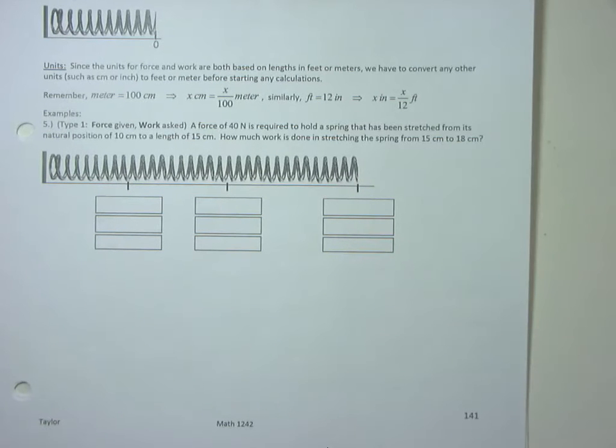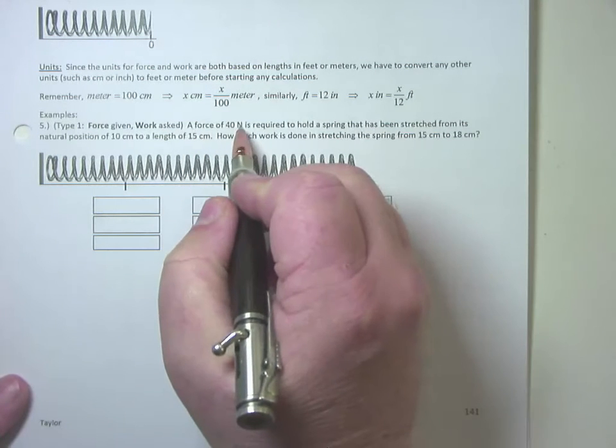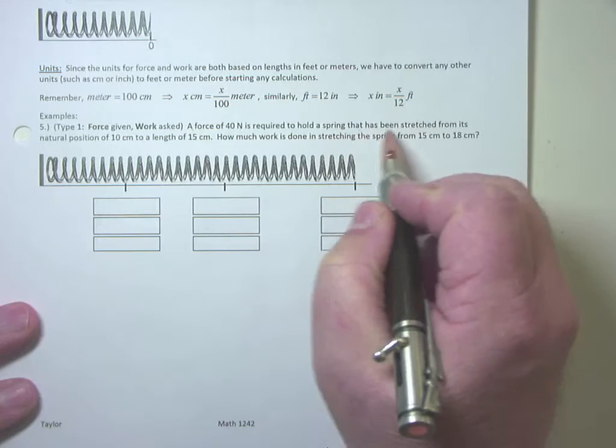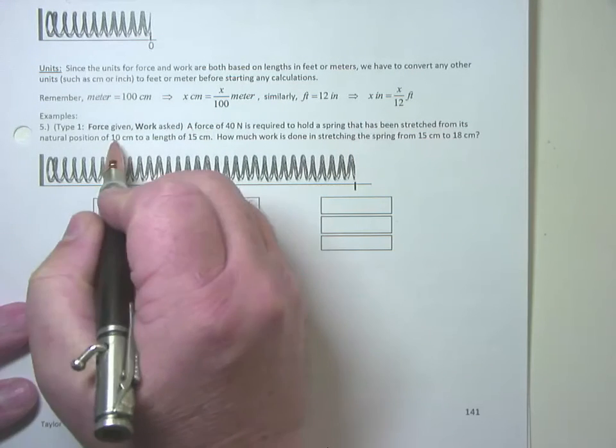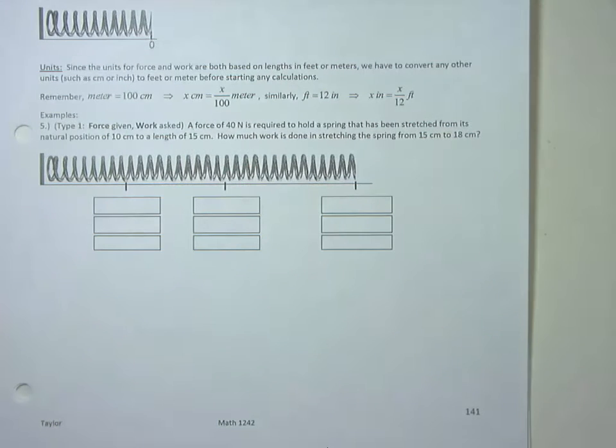Typically, when it comes to spring problems, there's two types. And I'll describe those two types in just a second and what the difference between the two is. But this is what I'm going to be calling type 1. Now let's take a look at the question. It says this. A force of 40 newtons is required to hold a spring that has been stretched from its natural length of 10 centimeters to 15 centimeters. The question is, how much work is done in stretching a spring from 15 centimeters to 18 centimeters?